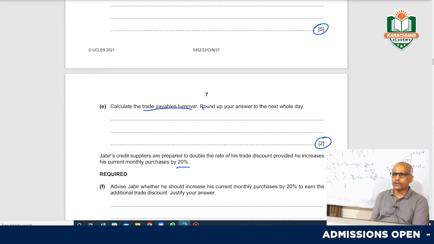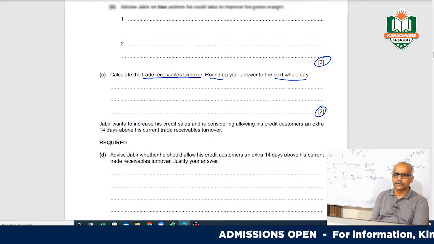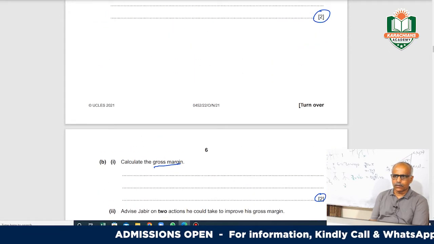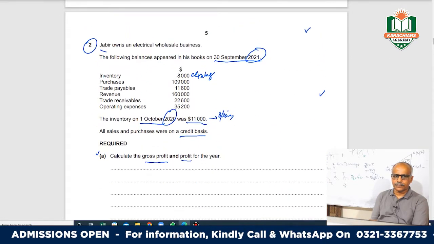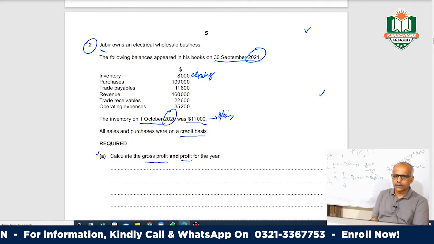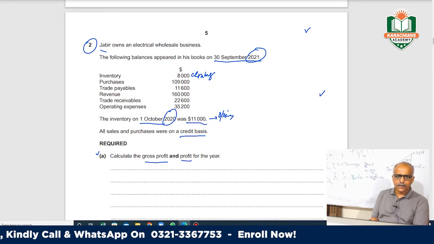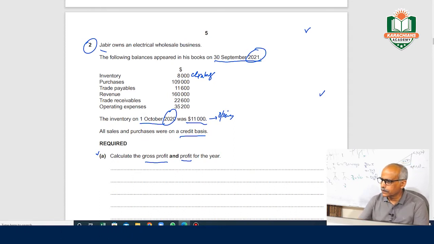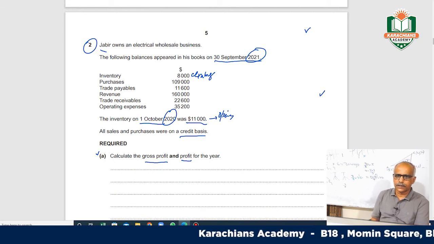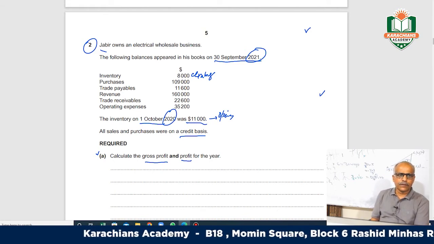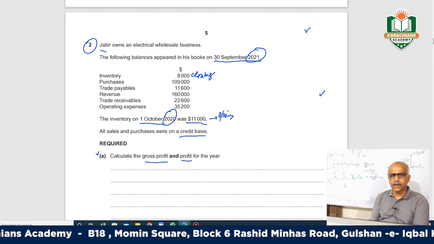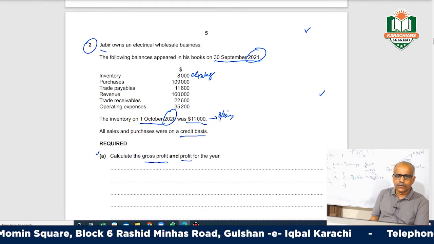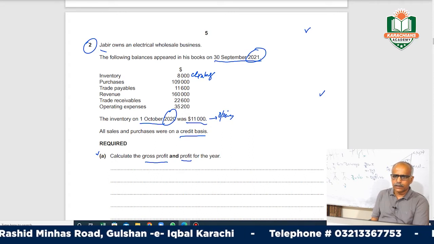First we will solve question A. You have to calculate the gross profit. How can we calculate it? We will check this with our marking scheme, but first we will do it ourselves.